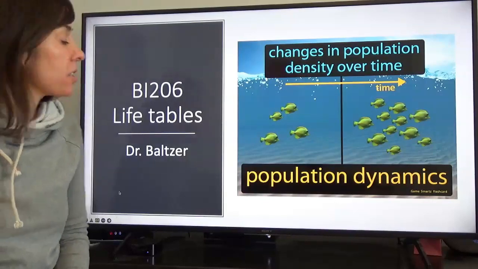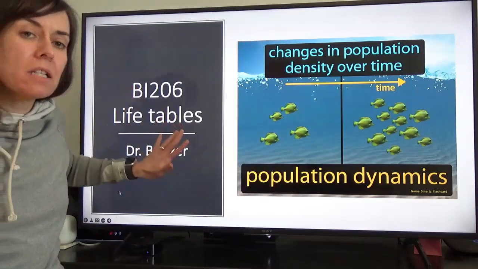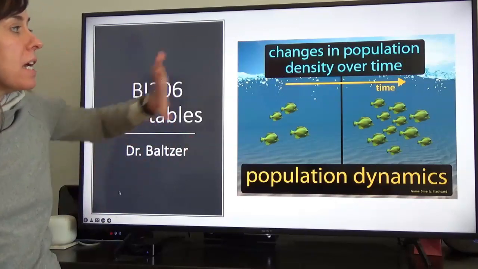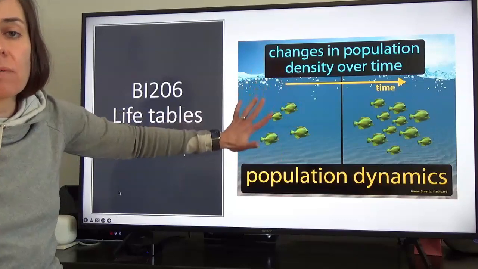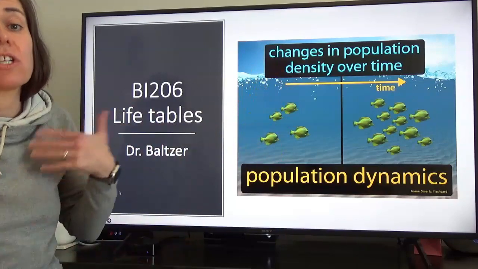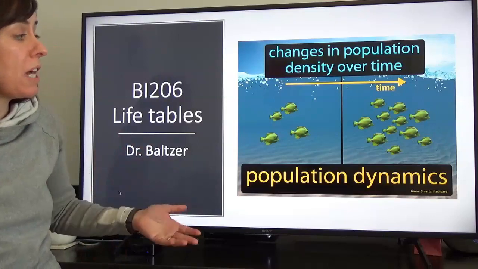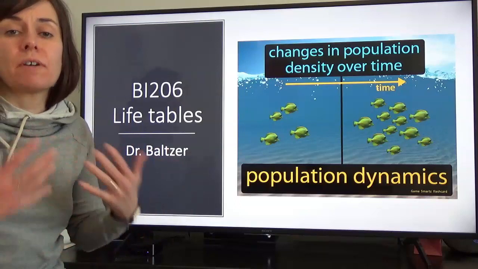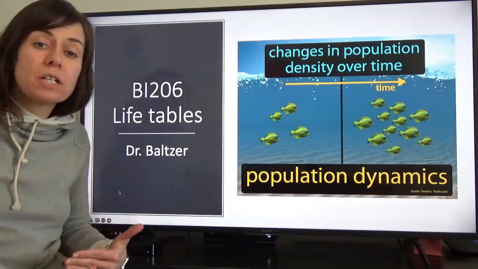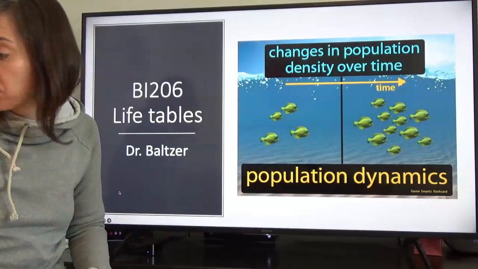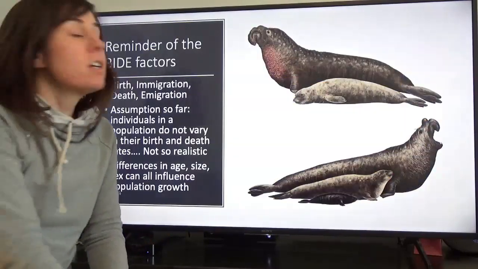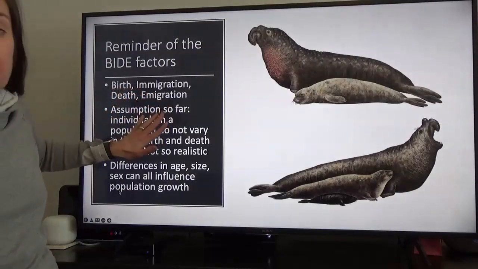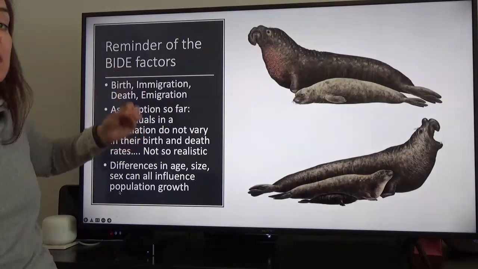I'm Dr. Jennifer Baltzer, and today we're going to be talking about the last little bit of chapter 11, which is focused on life tables, okay? This is expanding on our conversations about population dynamics and changes in abundance of population through time. In this case, what we want to do is develop some tools to project population dynamics into the future.